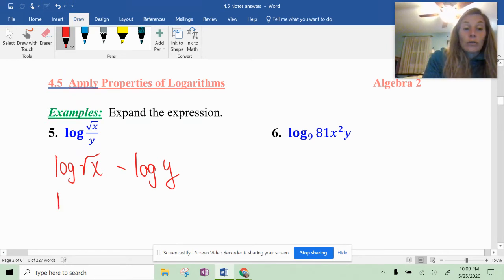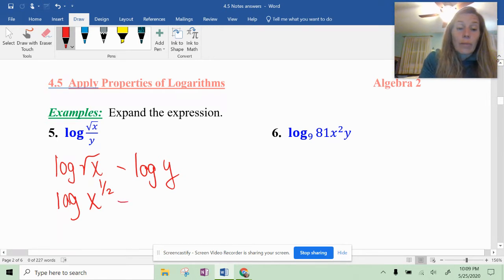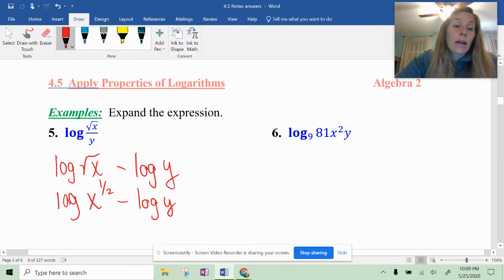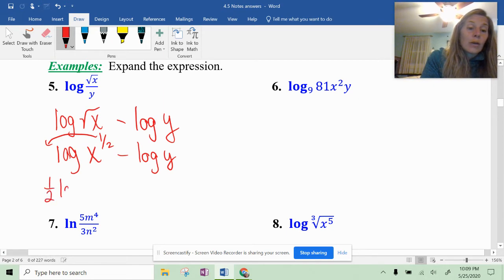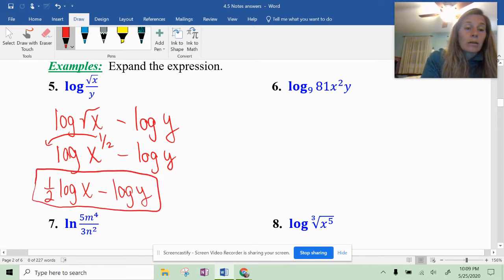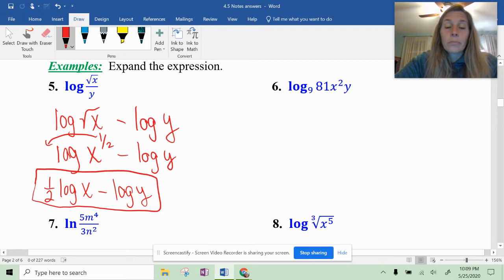Now, I don't know if you remember this, but back from, I think it was chapter 3, you should remember that square root of something is the same thing as raising it to the 1/2 power. So you would technically have that there. And then, of course, to expand it a little bit further, that 1/2 can come out to the front, making it 1/2 times log x minus log y, and that would be the fully expanded answer.